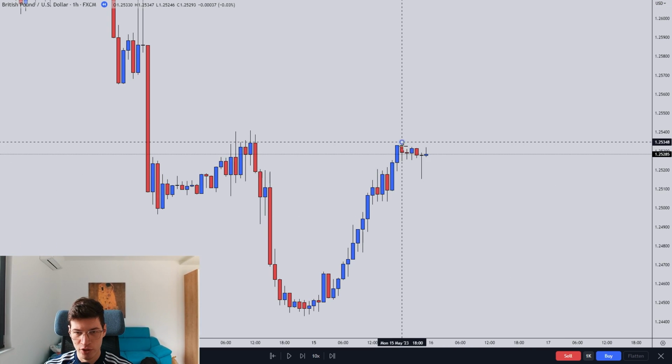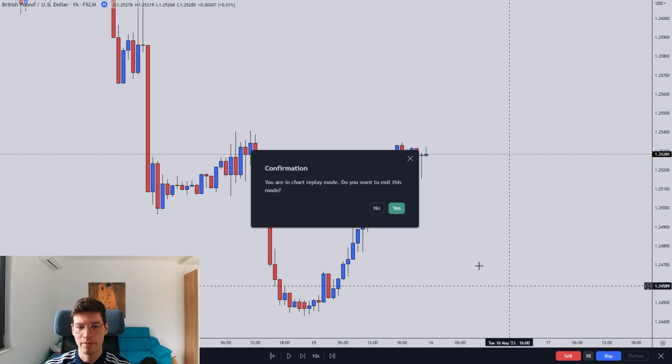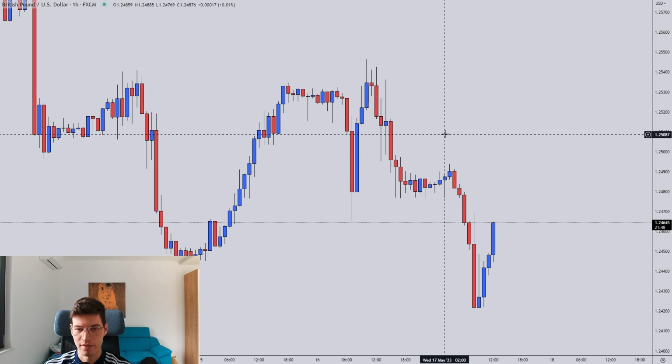Again, a flag formation did form right here, but did not fit my plan, and good that I followed my plan because it would have been a 1% loss.